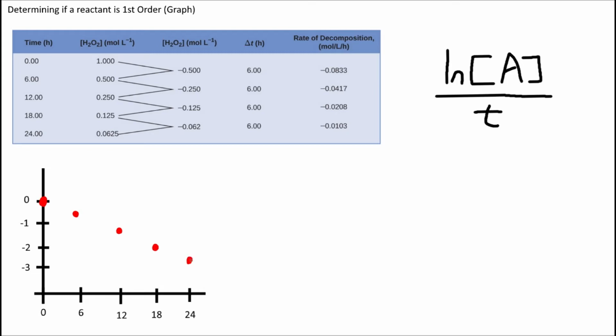And now, if we do try to draw a line along this set of points, you can see that it fits in a linear line. It does work as a linear line, meaning that we can accurately predict that H2O2 is a reactant in the first order.